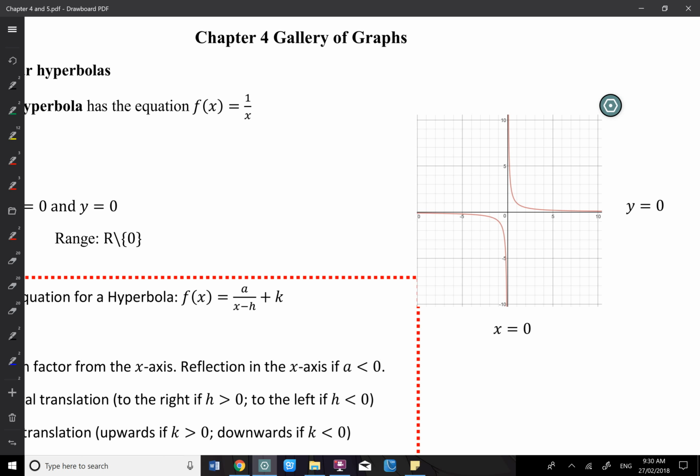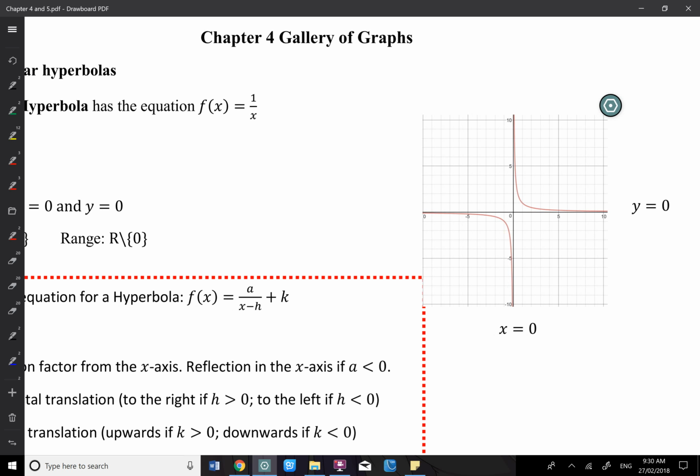According to this, we can see the domain will be all reals except the x asymptote, and the range will be all reals except the y asymptote. So that's the domain and range for this graph.